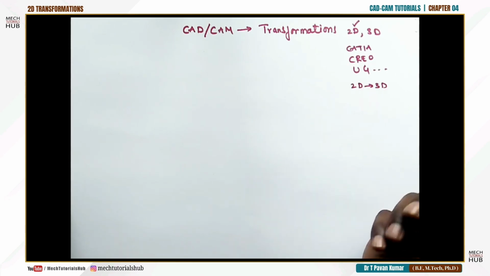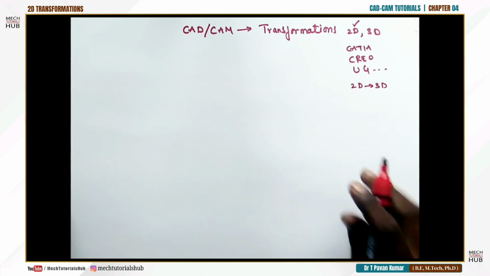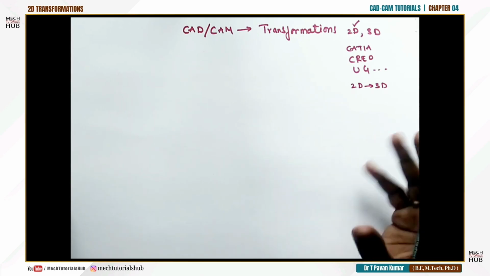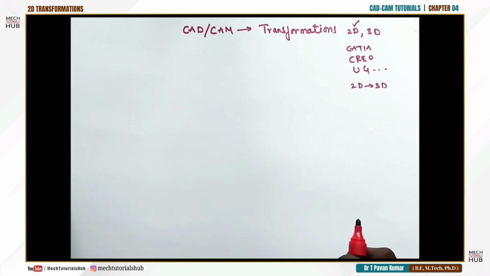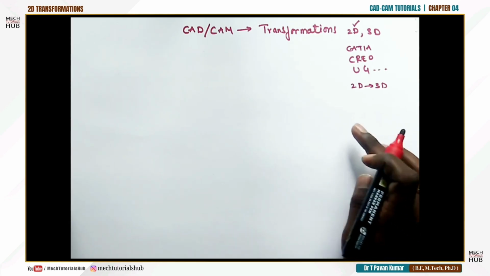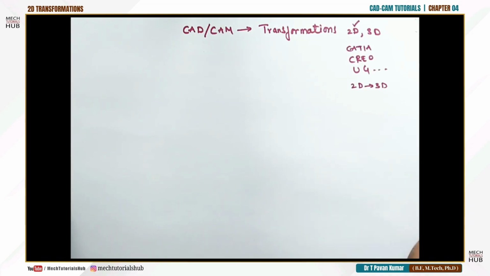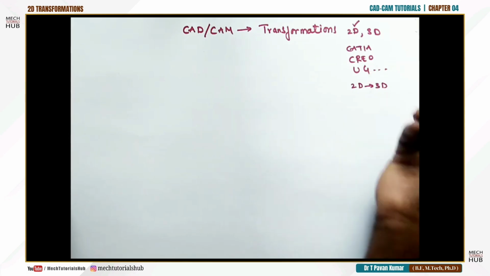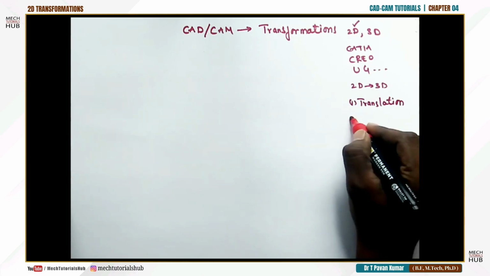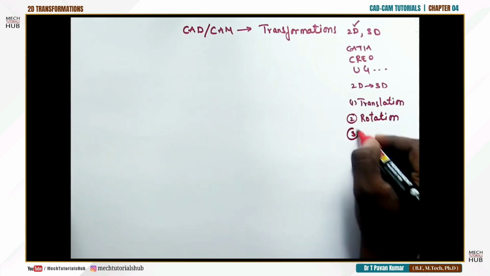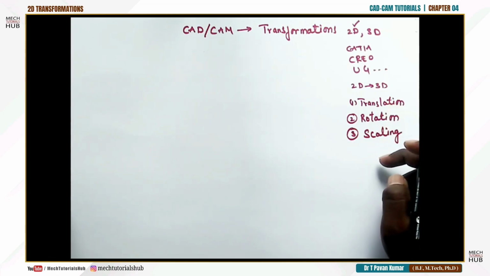Once the 3D model is developed, to have a proper visualization of that component, we rotate the component, zoom in and zoom out, increase the size of the component, reduce the size, or reflect the component, and many other cases. Or we can move the component, we can translate it. So broadly, these 2D or 3D transformations are classified as: first, translation; second, rotation; third, scaling. These are the three terms which are very important.